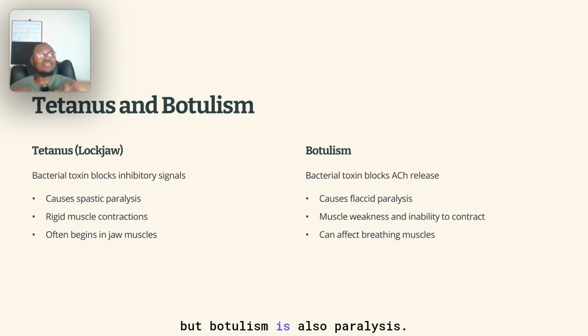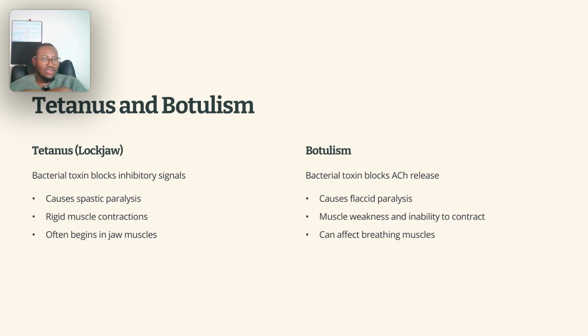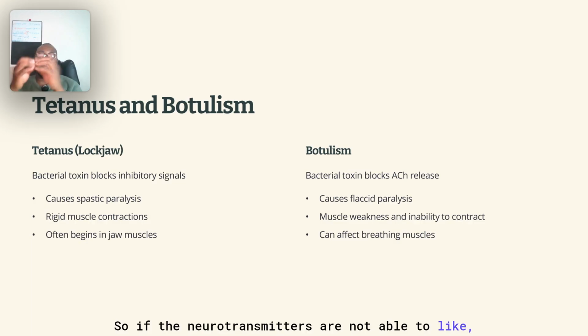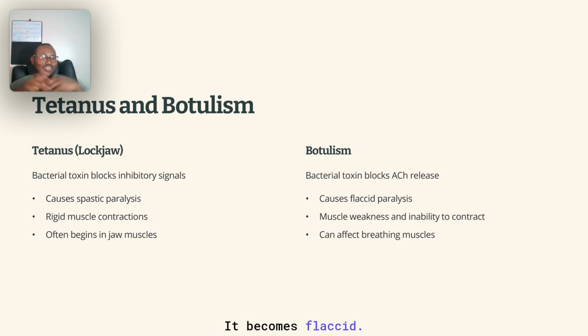But botulism is also paralysis, but this time around it is different. It's not rigid. Instead, it's flaccid. Why is it flaccid? Remember, there must be relaxation, and there must be contraction. Now, what botulism does is that the toxin will go and block ACh release, right? So the vesicles are not able to release ACh, acetylcholine. If the neurotransmitters are not released, you cannot write on paper and send to Mrs. B. So how will the information be transmitted? No way. So there will be no contraction. It becomes flaccid. So that's flaccidity, inability to contract.